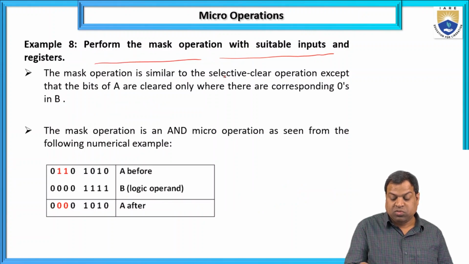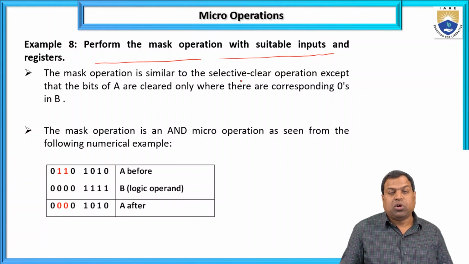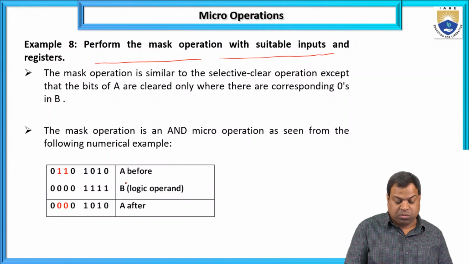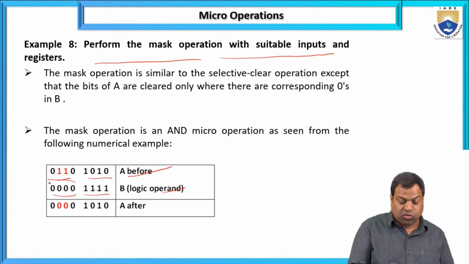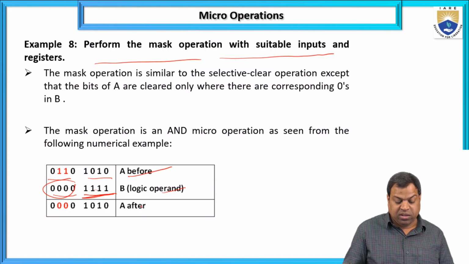Perform the mask operation with suitable inputs and registers. The mask operation is similar to the selective clear operation, except that the bits of A are cleared only where there are corresponding zeros in B. The mask operation is an AND micro operation, as seen from the following numbers. So 0110, 1010, all zeros, all ones. Suppose I am taking A before and the logic operand. Mask means if all zeros are there, I take exactly the opposite, all ones.